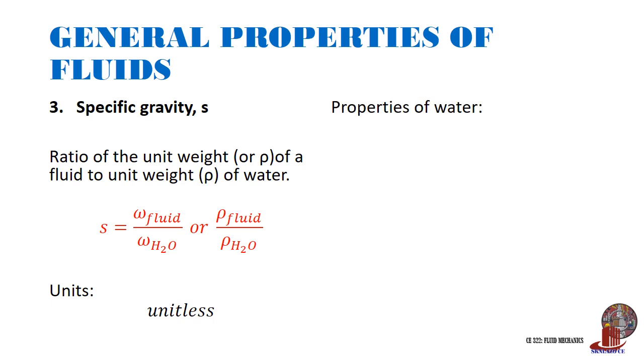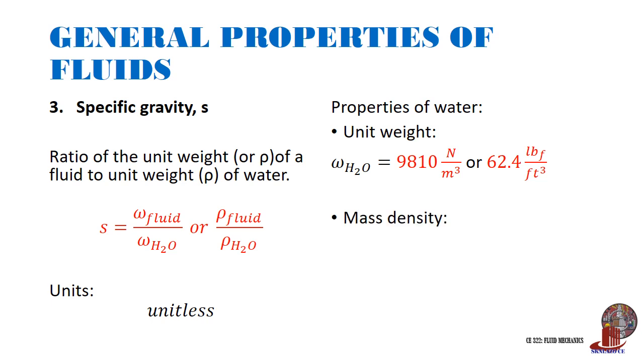Because we are going to use unit weight or density of water as reference, it would be worth noting that the unit weight of water is 9,810 newtons per cubic meter in SI units, or 62.4 pounds per cubic feet in English units. Similarly, mass density of water is given as 1,000 kilograms per cubic meter in SI, or 1.94 slugs per cubic feet in English units.